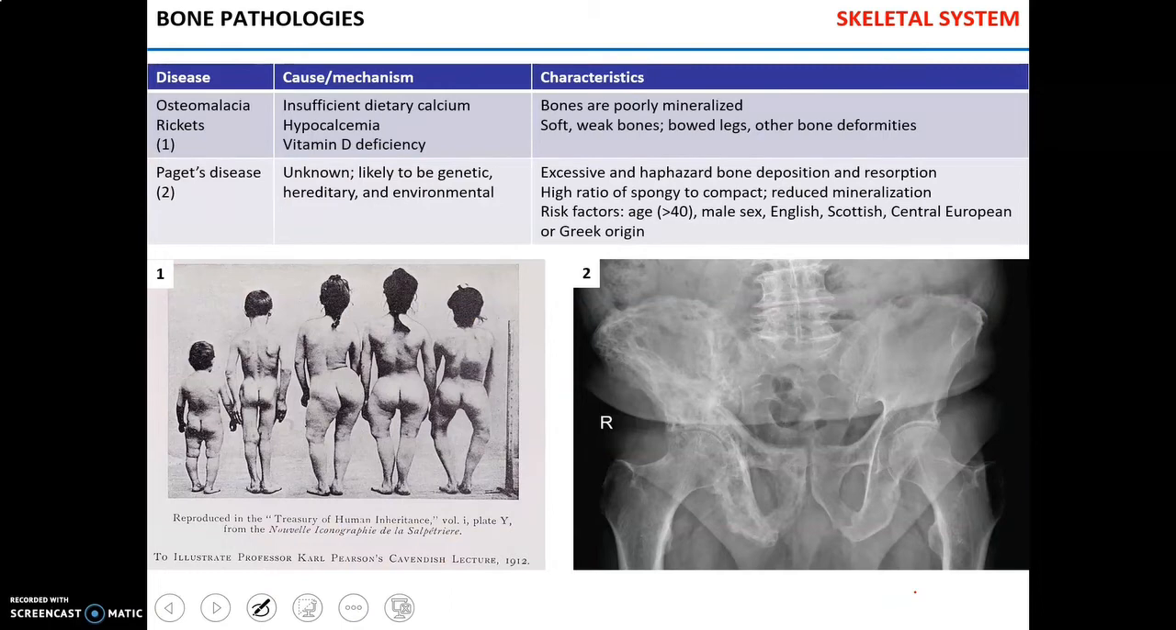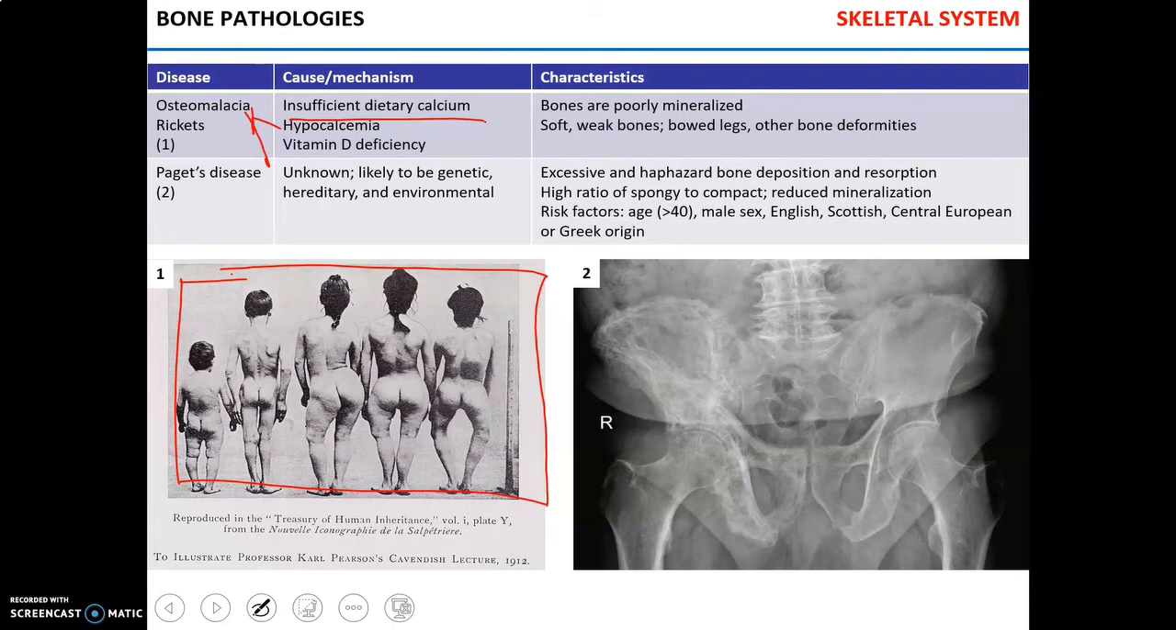Let's talk a little bit about bone pathologies of different sorts. First is osteomalacia or rickets. Osteomalacia refers to the condition in adults. Rickets refers to basically the same condition in children. Here you can see illustrations of children with rickets. The reasons are deficiency of vitamin D, hypocalcemia due to hormonal abnormalities, or insufficient calcium in the diet. That leads to poor mineralization of the bones. Bones become soft and weak, which leads to bowing of the legs and other deformities of other skeletal bones.